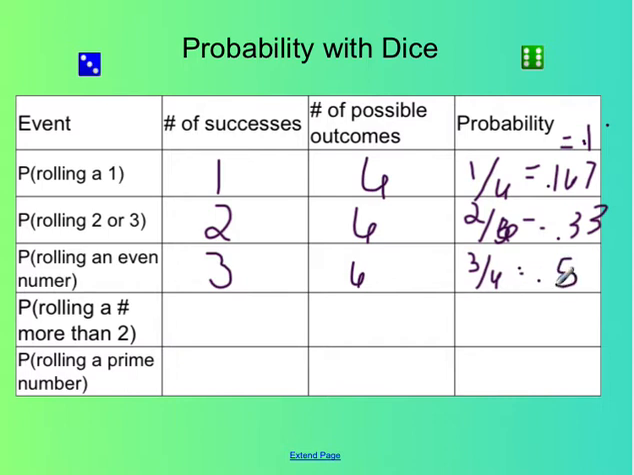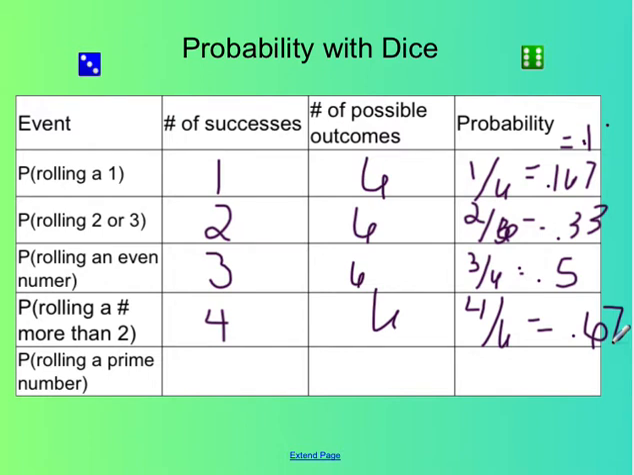Next, the probability of rolling a number more than 2. Let's figure out how many numbers there are that are more than 2. There's 3, 4, 5, and 6. So there's 4 numbers more than 2 out of 6 total. So that's going to be 4 divided by 6. When you do 4 divided by 6, you get 0.6 repeating, which rounds to 0.67.